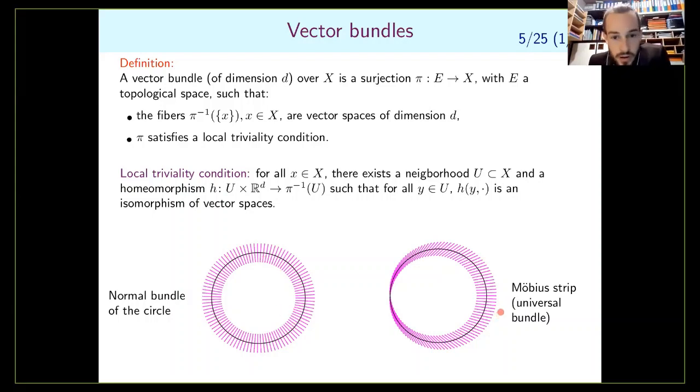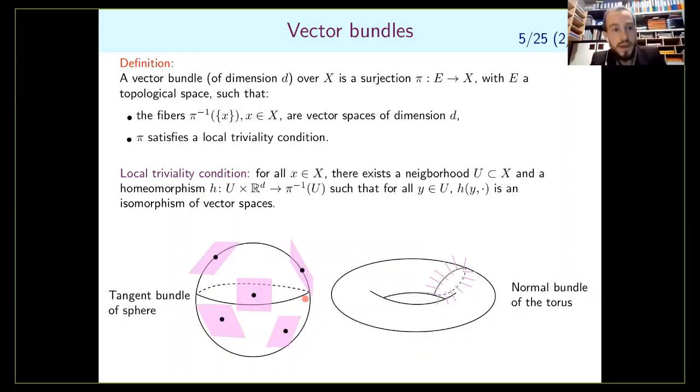Another example, the Möbius strip. So the difference with the normal bundle, you can see that in the Möbius strip, the lines only do a half twist when we turn around the circle, while on the normal bundle, the lines do a full twist. The dimension of a vector bundle is defined as the dimension of the vector spaces. So the tangent bundle of the sphere is an example of a vector bundle of dimension 2.